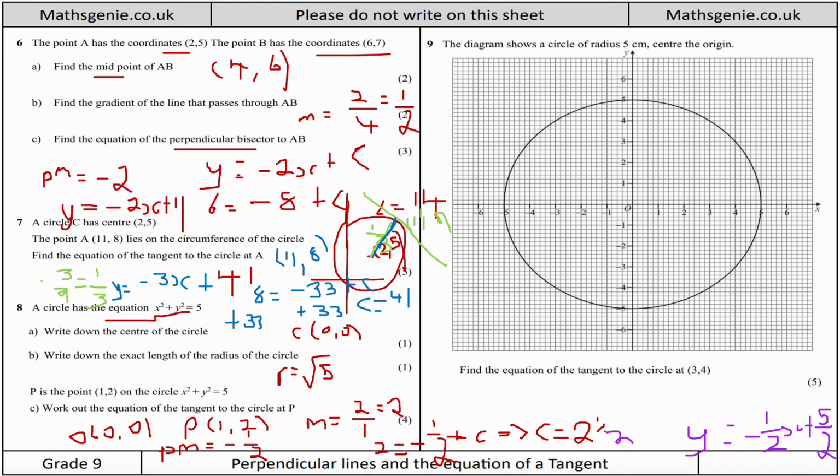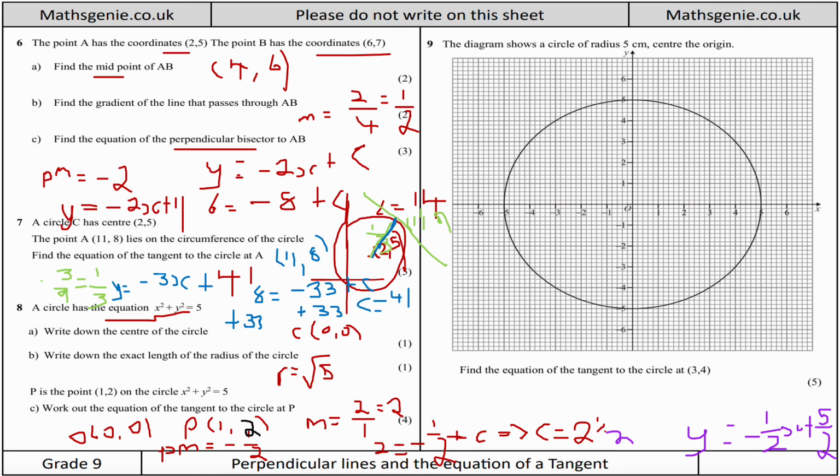So I work out the gradient of O to P, where O is my center of origin, which is going to be 0, 0. And then I work out the gradient of OP, 2 take away 0, sorry, it should be a 2 there, not a 7. And then I work out the difference in the x coordinate. Then I work out my perpendicular gradient, which is going to be minus a half. And then I sub in the coordinates 1, 2 in the equation y is equal to minus a half x plus c to work out the value of c. And c is equal to 5 halves.